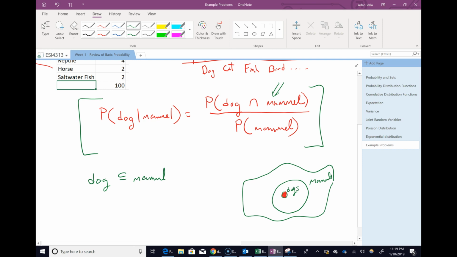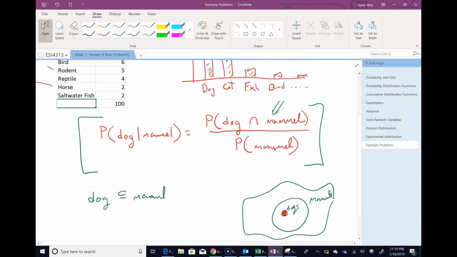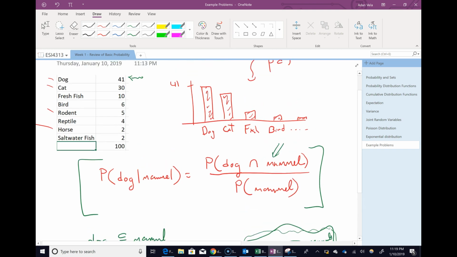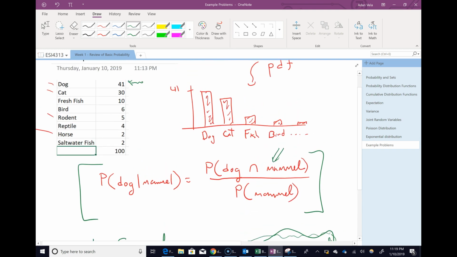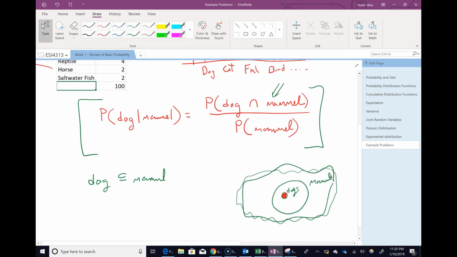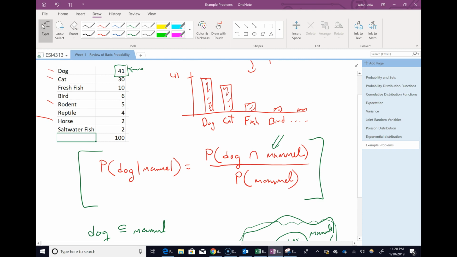If you can't read my handwriting, that in fact says dogs. So what is the probability over this whole space? Over the whole sample space, how much of that probability is contained in dogs? Well, we have that. It's actually 41%. So this quantity right here is going to be equal to 0.41.